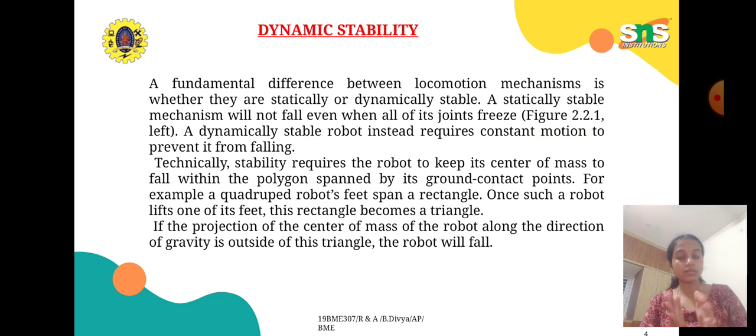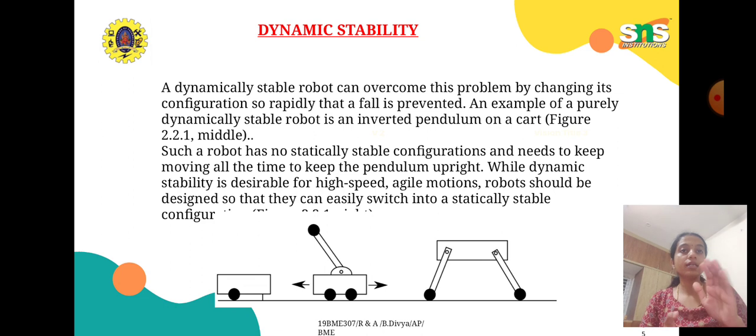When dynamic stability faces disturbances, the robot will be in trouble. So we are going to identify how dynamic stability is to be maintained, right? Dynamically stable robots can overcome their problems by changing their configuration so rapidly that a fall is prevented. Their configuration should be changed dynamically so that a fall can be prevented.